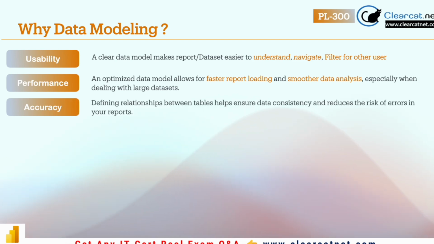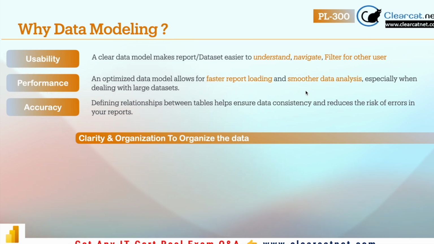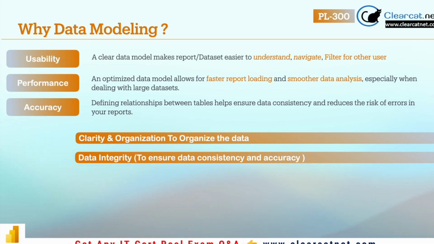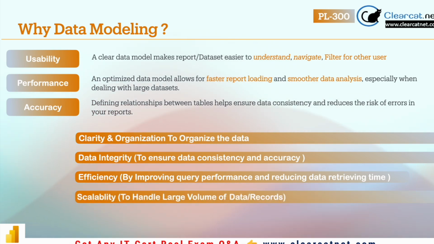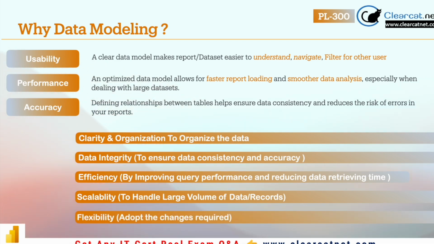Accuracy. Defining relationships between tables helps ensure data consistency and reduces the risk of error in your report. With the help of data modeling, we will get clarity on how to organize the data, data integrity ensuring data consistency and accuracy, and efficiency by improving load time, data retrieval time, and query performance. Scalability to handle large volumes of datasets, data records, or reports. Flexibility, to adopt the changes required. Whenever you want to change anything while working with the datasets, you can easily make the changes.